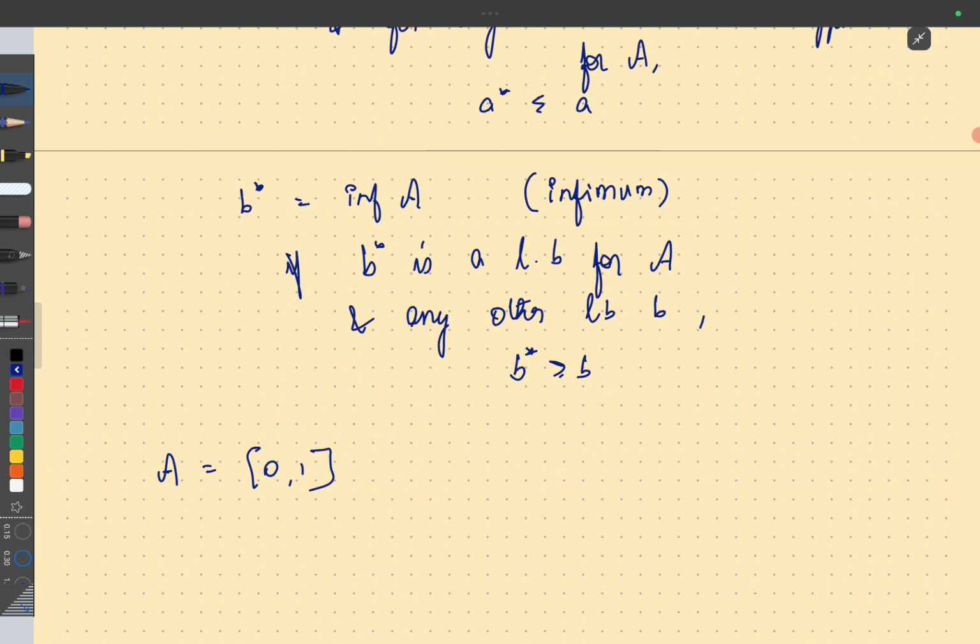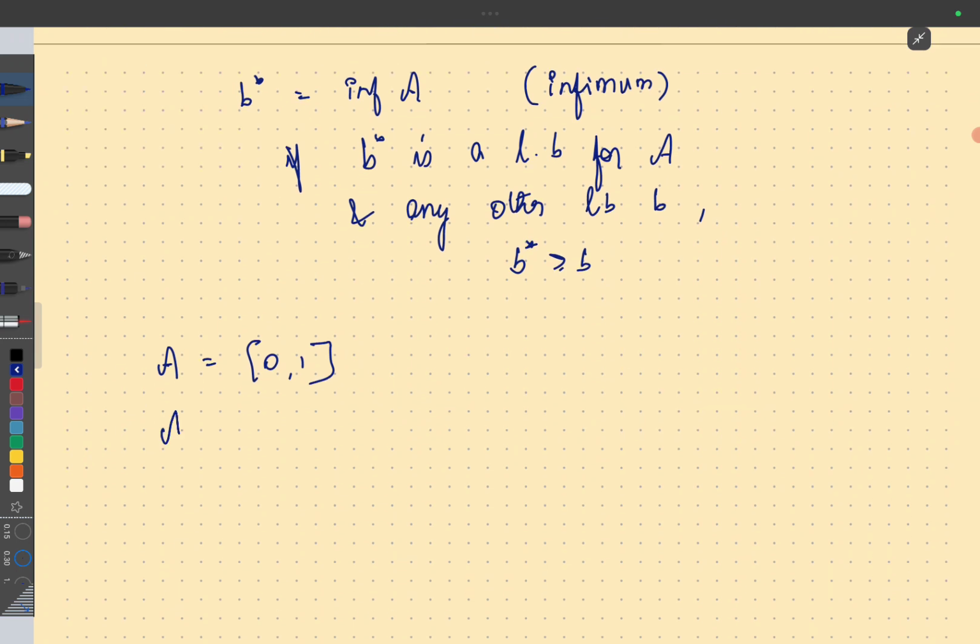Similarly, what is the infimum of A? It's equal to 0. That's great. But what about the set A, which is the open interval from 0 to 1? It's going to be the same. So both sets have the same supremum and the same infimum.